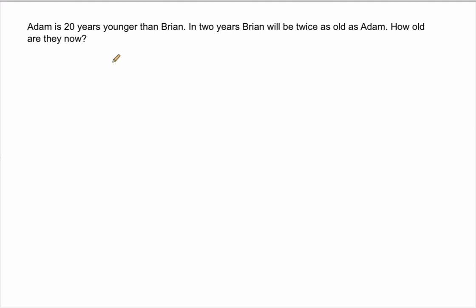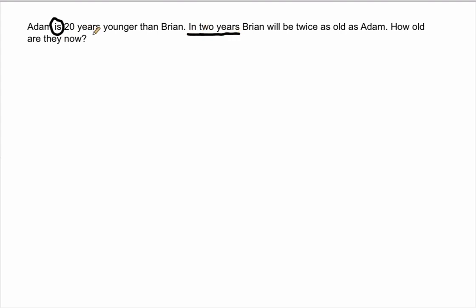Before you get into the words of the problem, the key here is identifying what kind of, I call them time zones, you're dealing with. Sometimes there's two, sometimes there's more than two. In this case, we're talking about now because of this word "is," and then we're talking about 2 years from now because of this phrase "in 2 years."